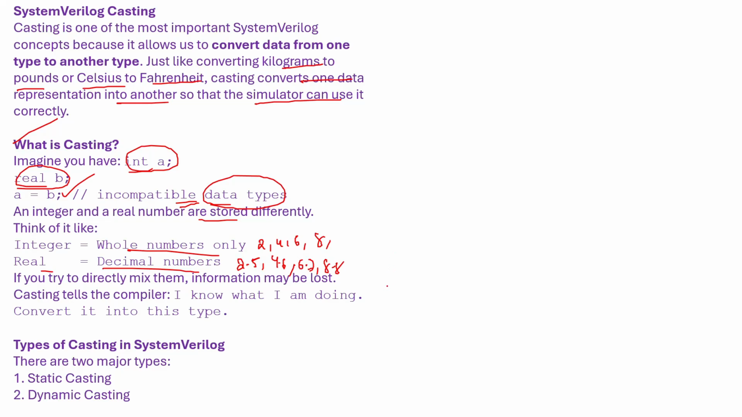Casting is converting one data type to another data type. If you try to directly mix them, information may get lost. So casting tells the compiler, I know what I am doing, convert it into this data type. Sometimes someone says, hey, what are you doing, that is not correct, and you can simply say, I know what I'm doing. Similarly here, you take an integer data type and convert it into a real data type. I know what I'm doing, so I want to use that data type only, and it converts.